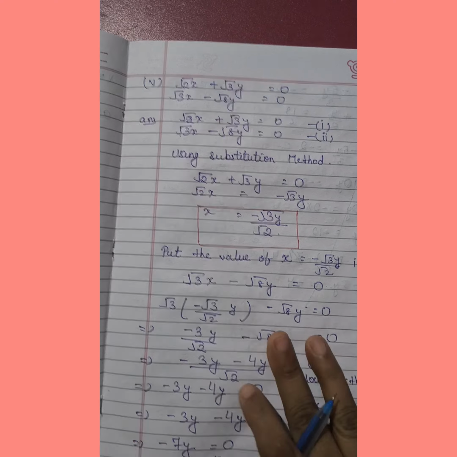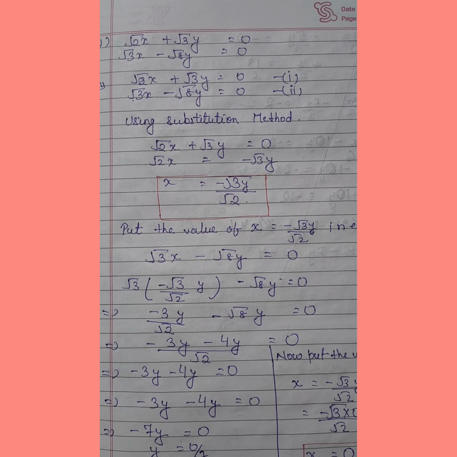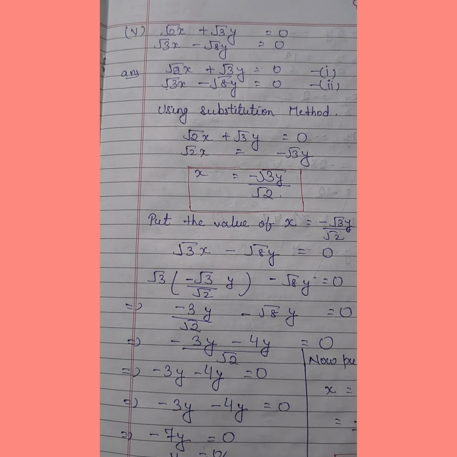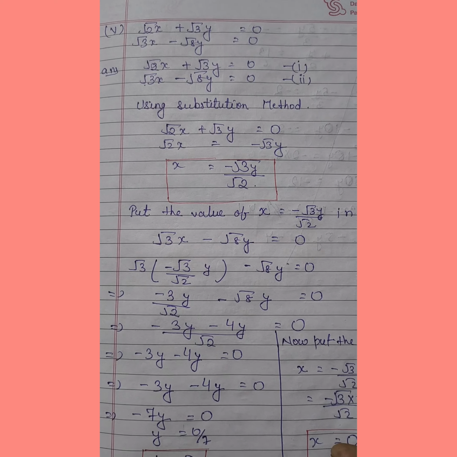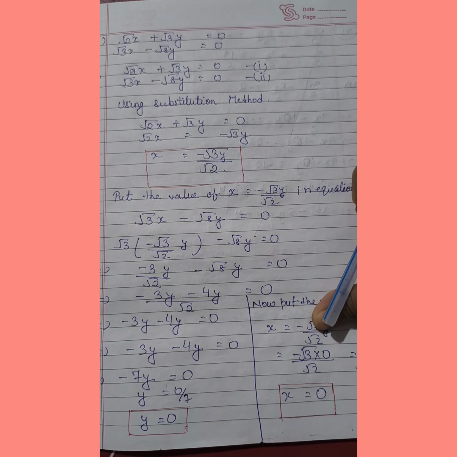Similarly, we come forward to question number 5: root 2x plus root 3y equals 0, and root 3x minus 8y equals 0. Again we assume these two linear equations as equation 1 and 2, and using the substitution method we get the value of x equal to minus root 3y divided by root 2. Then put this value of x in equation 2.